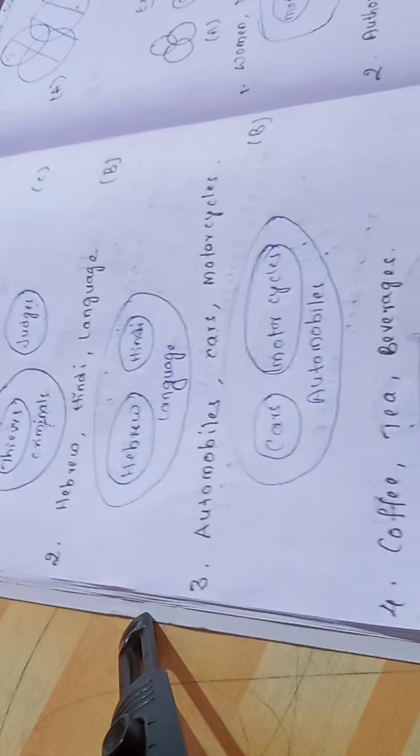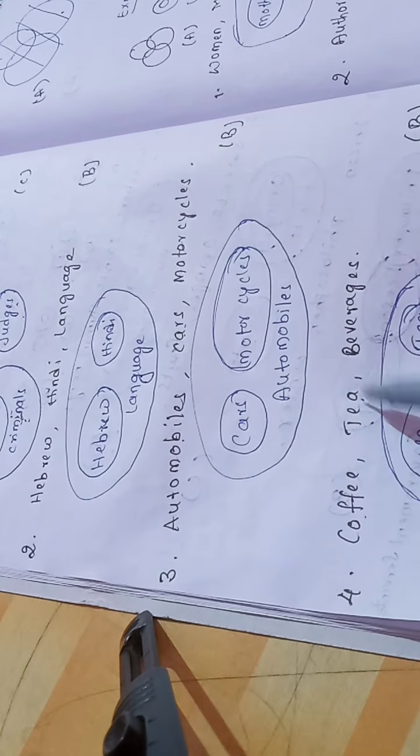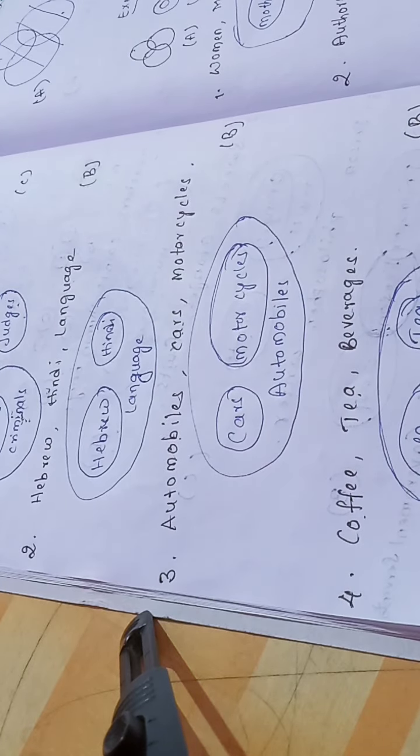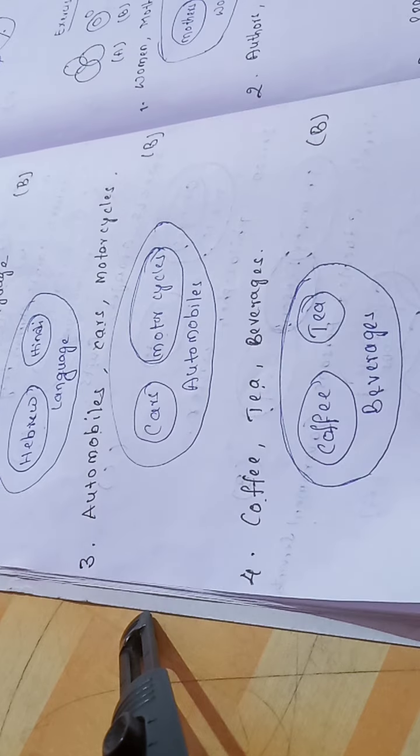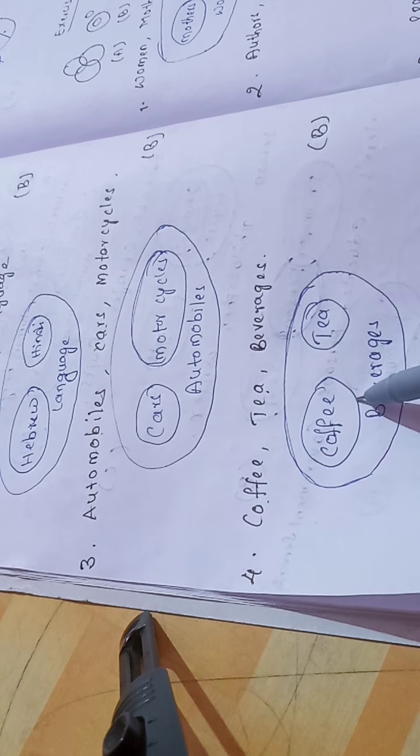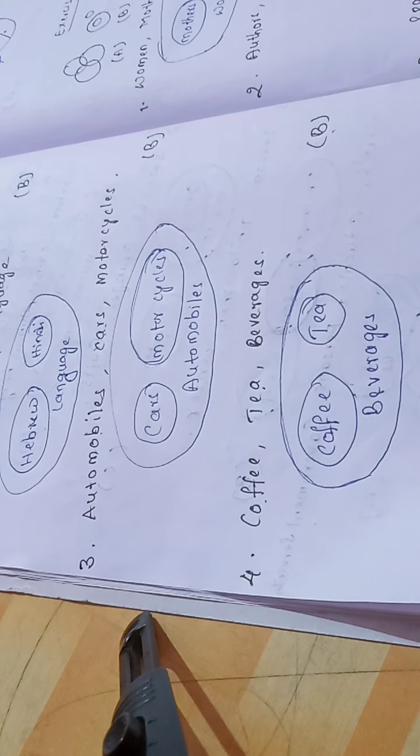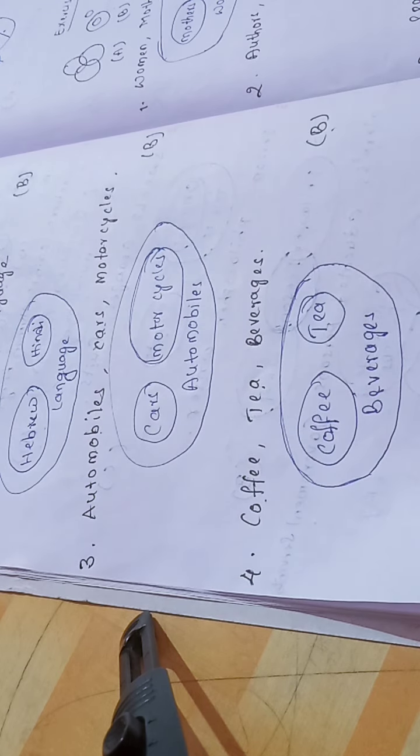Alright. Now next, coffee, tea, beverages. This is also option B. Beverages means what we drink. Coffee we will drink, tea we will drink, but coffee is different from tea. Both are different from each other, but we call both beverages. They come under the beverages category. So again the Venn diagram will be option B in such a way.